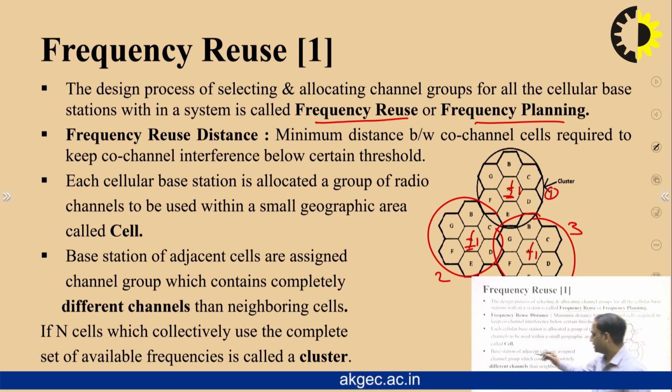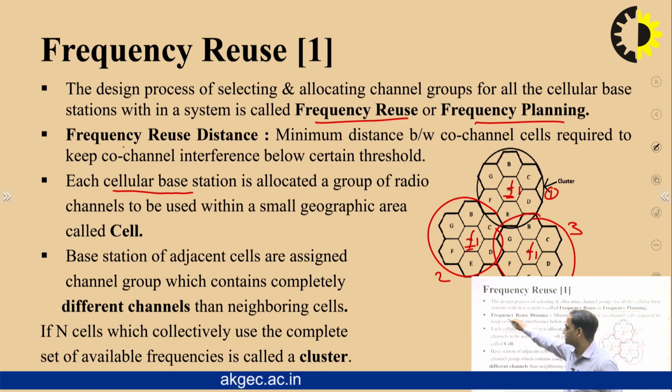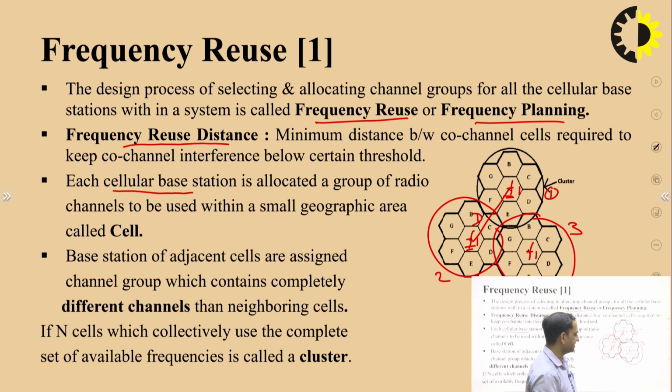In this way, for each cell, the frequency distance is the distance from this A cell to this A cell. So this is D. What we want is to know in which cells the same frequency is utilized. This distance is called the frequency reuse distance.